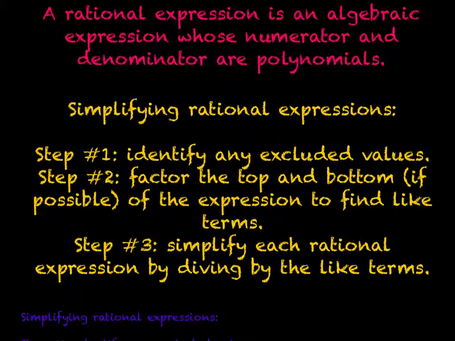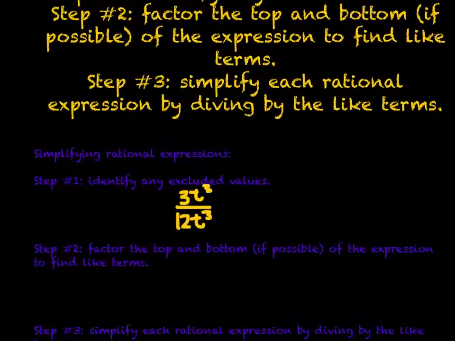As well, we are going to be simplifying rational expressions, so we'll be doing that through these 3 steps. Step number 1, we'll identify any of our excluded values. Step number 2, we're going to factor the top and the bottom, if possible, of the expression and find like terms. And then lastly, we'll simplify each rational expression by dividing by the like terms. So, let's go through and practice some.